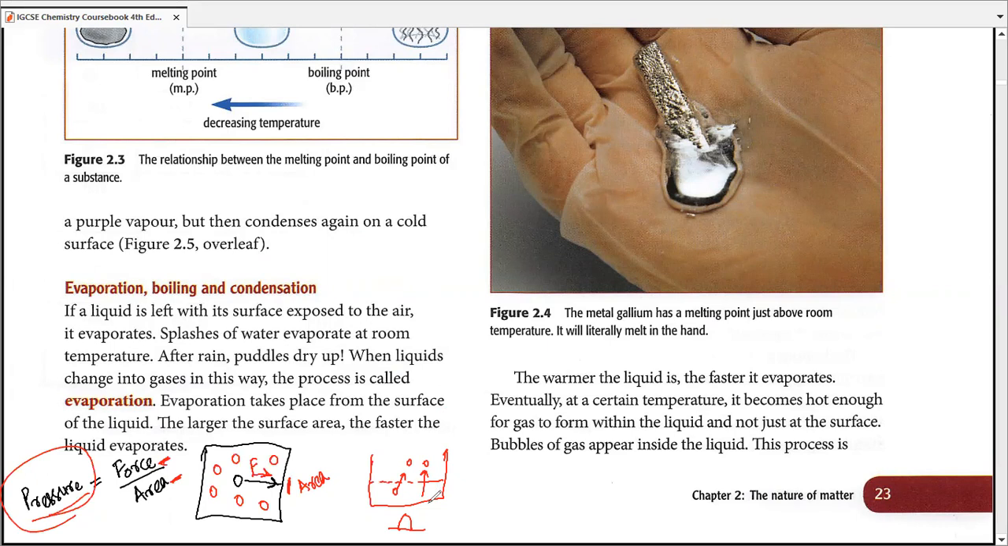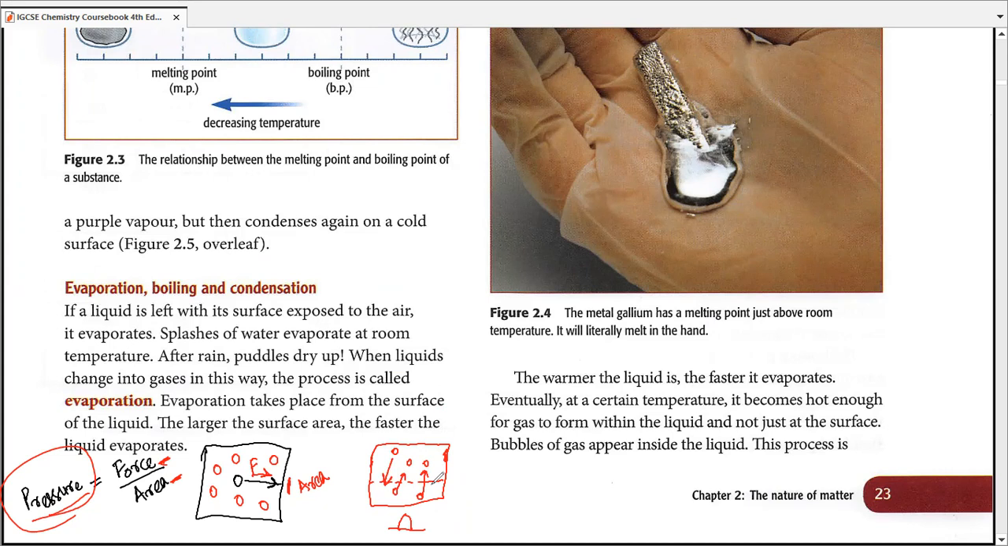Now, yes, sir, what if I don't talk about an open container anymore? What if I talk about a closed container? In a closed container, the particles will not be able to leave the container. What would happen is that some of the particles will leave the surface of the liquid, and some of the particles may also come back, right? So evaporation and condensation will occur at the same time. But that's not what we are concerned with over here.